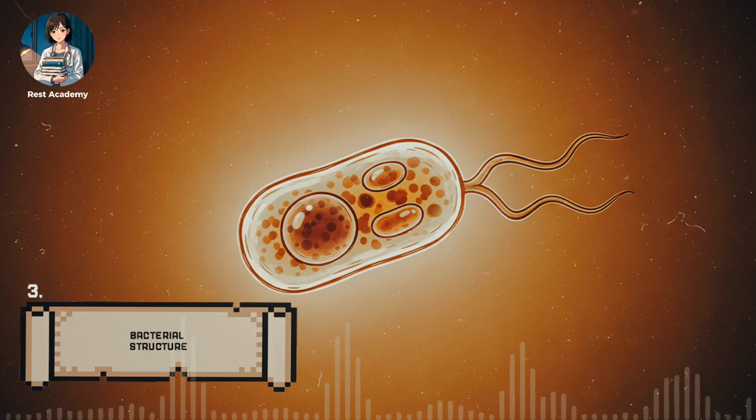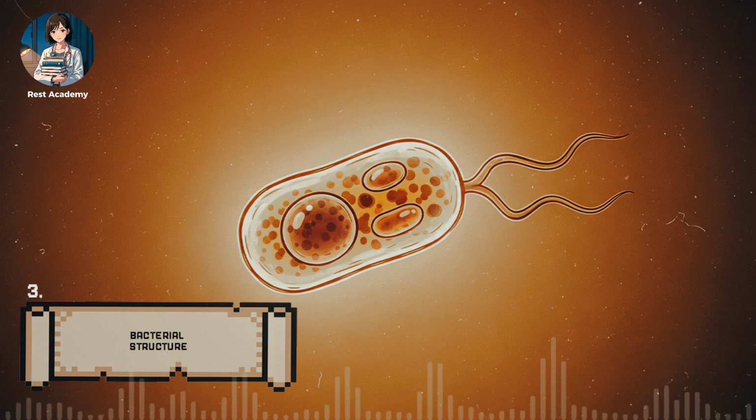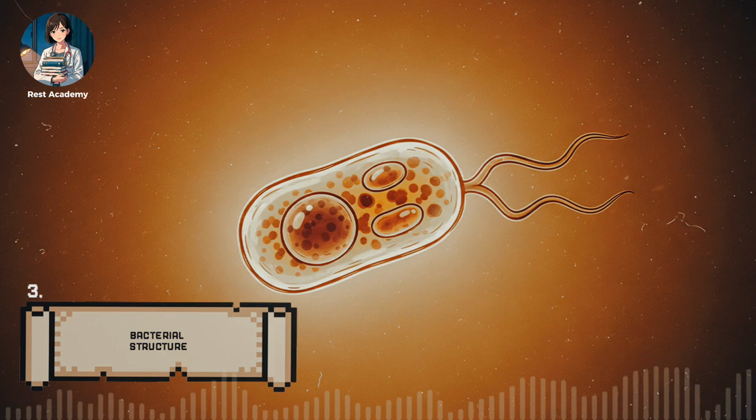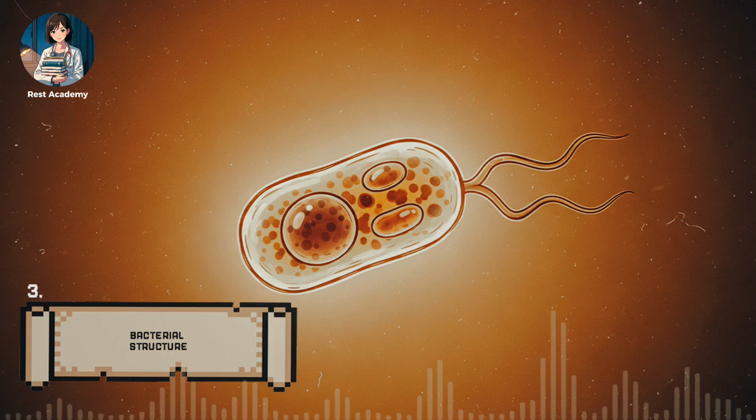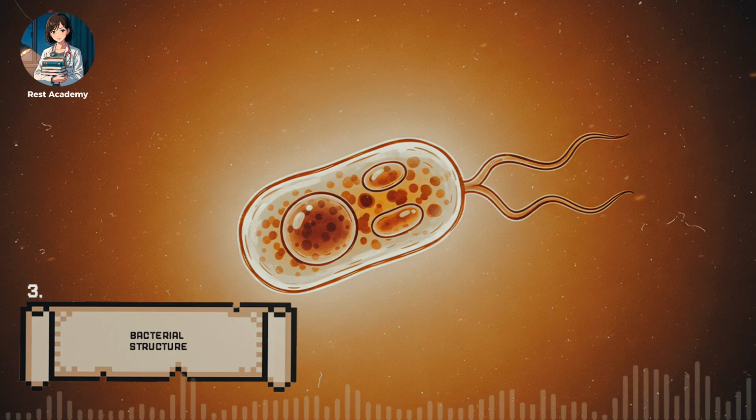Movement changes how a fortress explores terrain. Flagella are helical filaments turned by rotary motors embedded in the membrane and wall. They generate propulsion through liquid and allow chemotaxis, movement along chemical gradients. Arrangements differ. Monotrichous, single polar; lophotrichous, tufts at a pole; amphitrichous, one at each pole; or peritrichous, distributed. The pattern can hint at identity and niche.